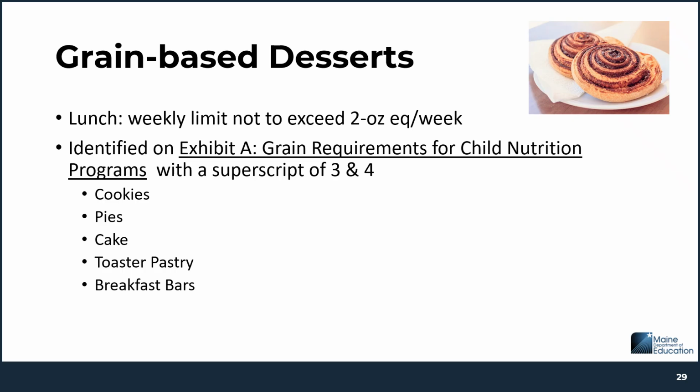At lunch, if you're offering a 2-ounce grain-based dessert, there is a weekly limit of 2-ounce equivalents. These items are identified on the resource Exhibit A, Grain Requirements for Child Nutrition Programs, and it includes items such as cookies, pies, cakes, brownies, sweet rolls, toaster pastries, and even breakfast bars. It's very important that you use this resource when planning the grain component of your menu so that you know which grain-based products are identified as grain-based desserts and have that weekly limit of 2-ounce equivalents.